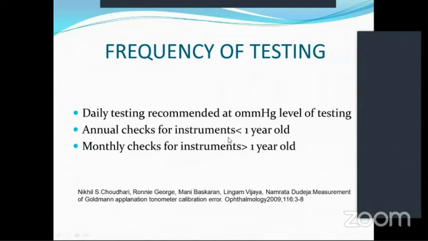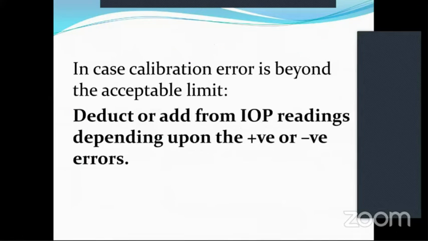For instruments which are less than 1 year old, annual checks are more than sufficient, but for instruments which are more than 1 year old, it is better to have monthly checks. In case calibration error is beyond the acceptable limit, then whatever is the amount of error, that error should be either deducted or added from IOP readings depending upon the positive or negative errors.